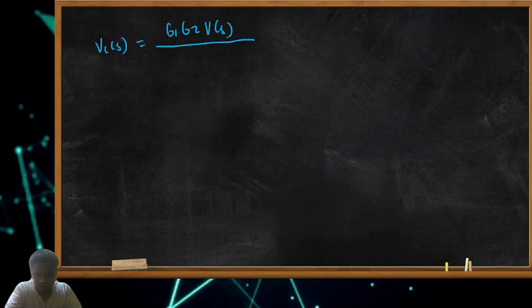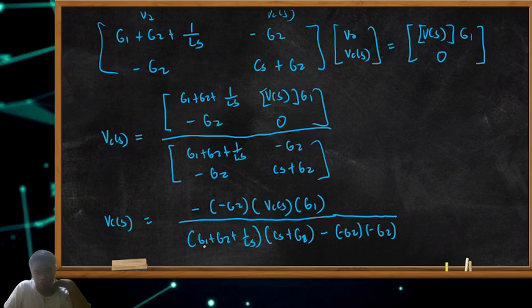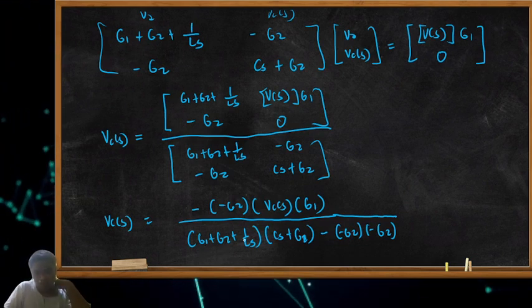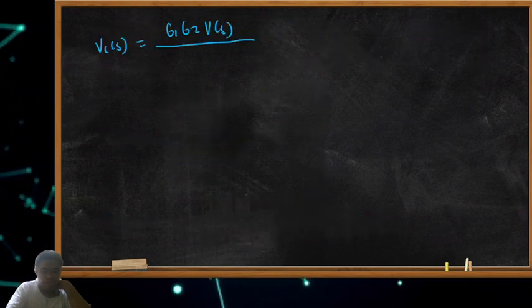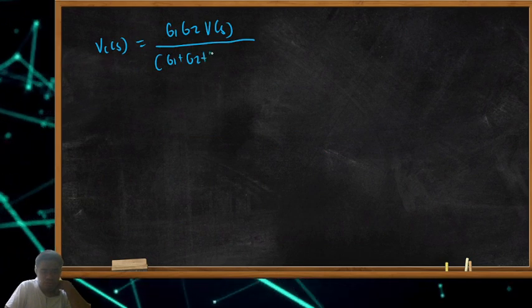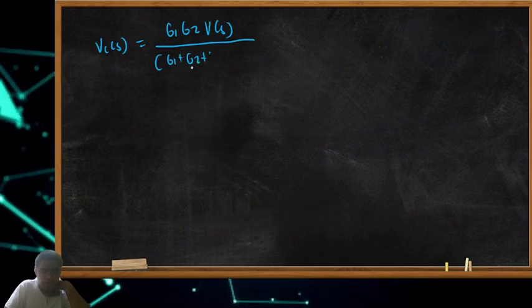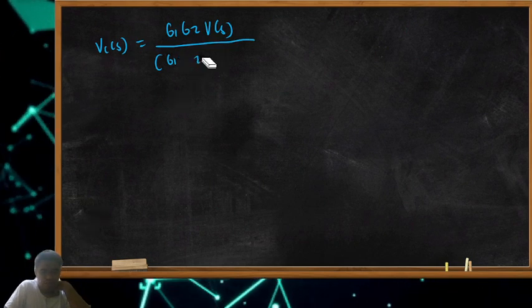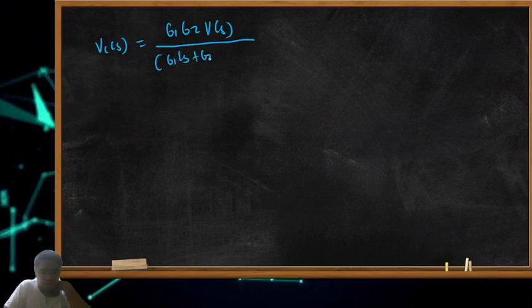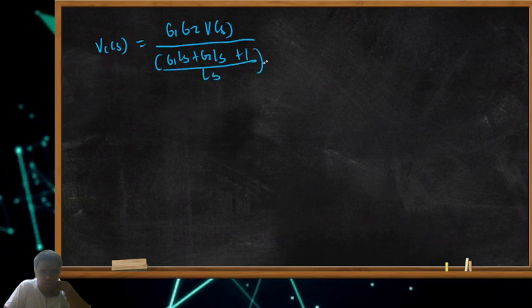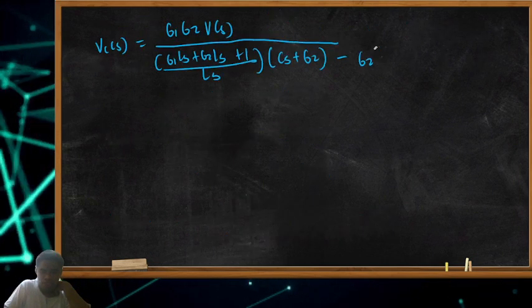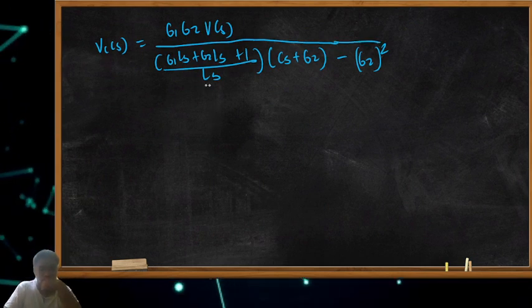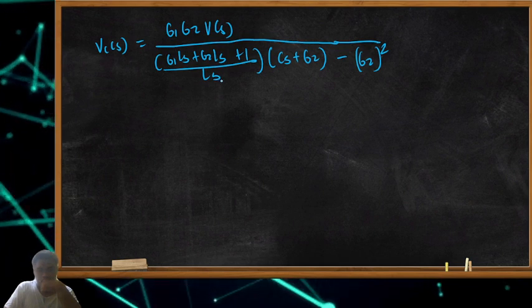So maybe we could expand this expression. That will be G1 plus G2, and this is CS plus G2. We will just copy this one, not expanding it further. Then we get the common denominator, so we will have G1 LS plus G2 LS plus 1 over LS times CS plus G2. Then this will be minus negative negative, so that will be positive G2 squared.